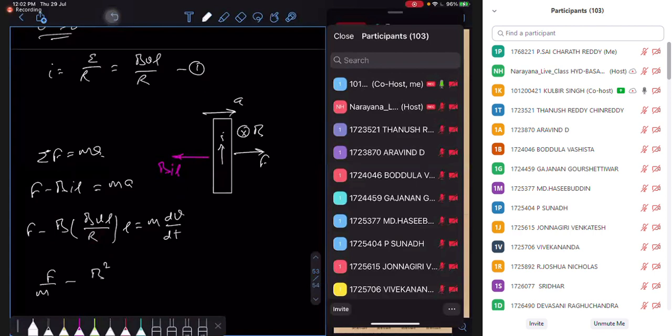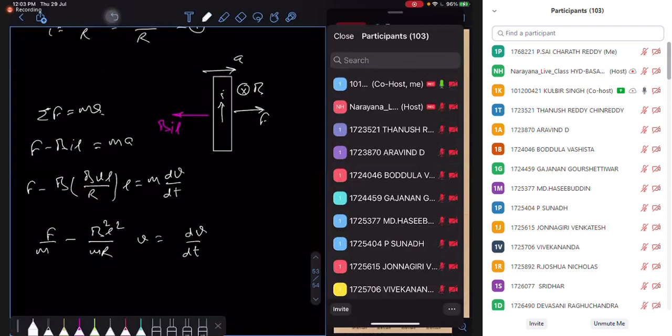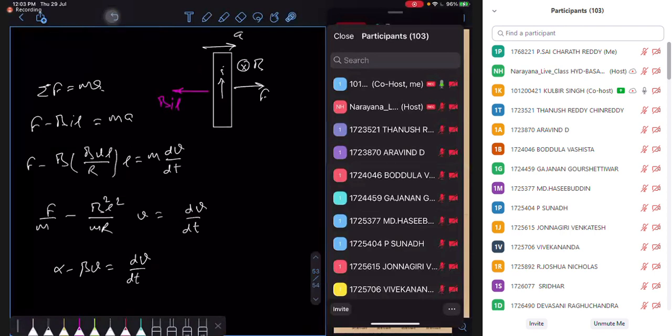So we have B square L square divided by MRV. So dV by dt. If you see this expression, it has something of this nature: alpha minus beta V equal to dV by dt. Alpha and beta are pure constants, right? They're not variables. Okay, so this is my nature.